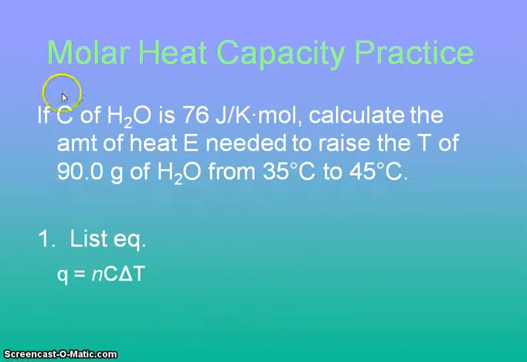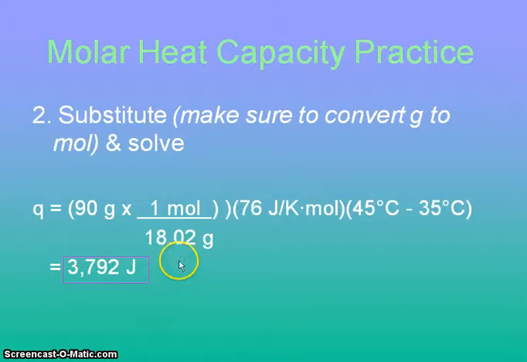So as soon as we see this C, we know what our equation is. We need to write out Q equals n C delta T. We were given C, we were given our temperature change, and we were given grams here. In this equation, we need moles. So since we know it's water, we can use the molar mass of water to convert from grams into moles, which is what I've done here. So this is taking the 90 grams of water, using its molar mass from the periodic table to convert it into moles, and then putting in the rest of the values for the remaining part of my equation here.